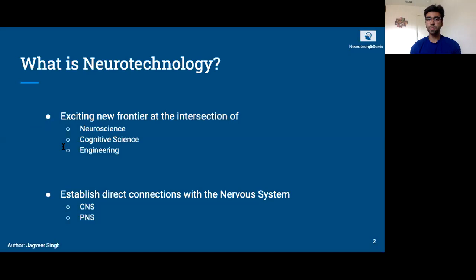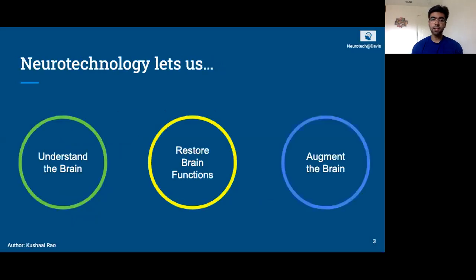And so there are two aspects of the nervous system. There's the central nervous system, which is basically your brain and your spinal cord. And then there's the peripheral nervous system, which is any sort of sensory organs or sensory information, sensory receptors, and the routes and channels they take through the spinal cord and ultimately up to your brain. And so there are three facets of neurotechnology. The first one is understanding the brain.